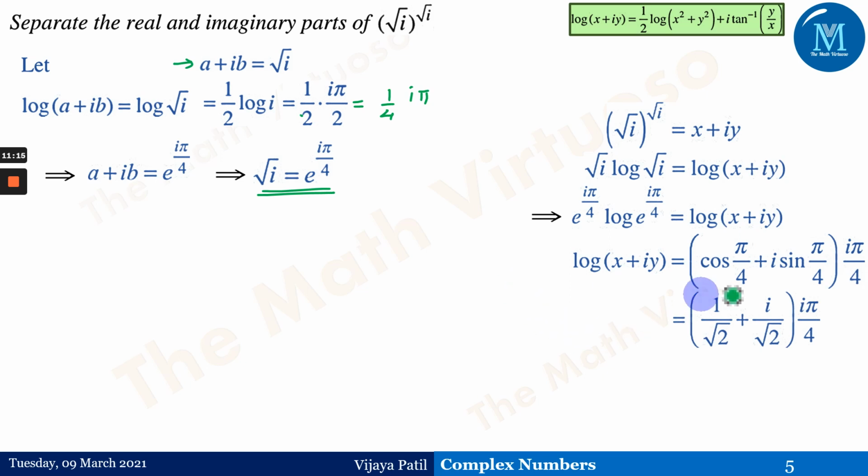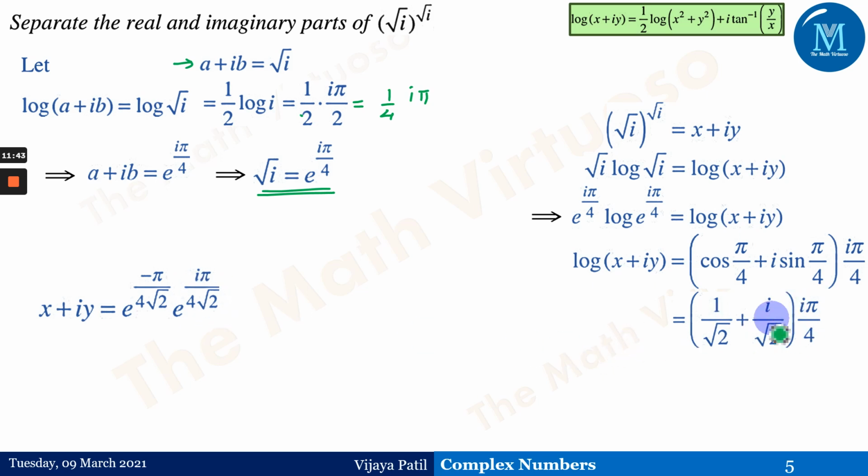That's the reason we are getting here cos pi by 4 is 1 upon square root of 2 plus i upon square root of 2, into this. Therefore, log of x plus iy, and taking the antilog of both sides, we get x plus iy equals e to the power minus pi by 4 square root of 2 into e to the power i pi upon 4 square root of 2.